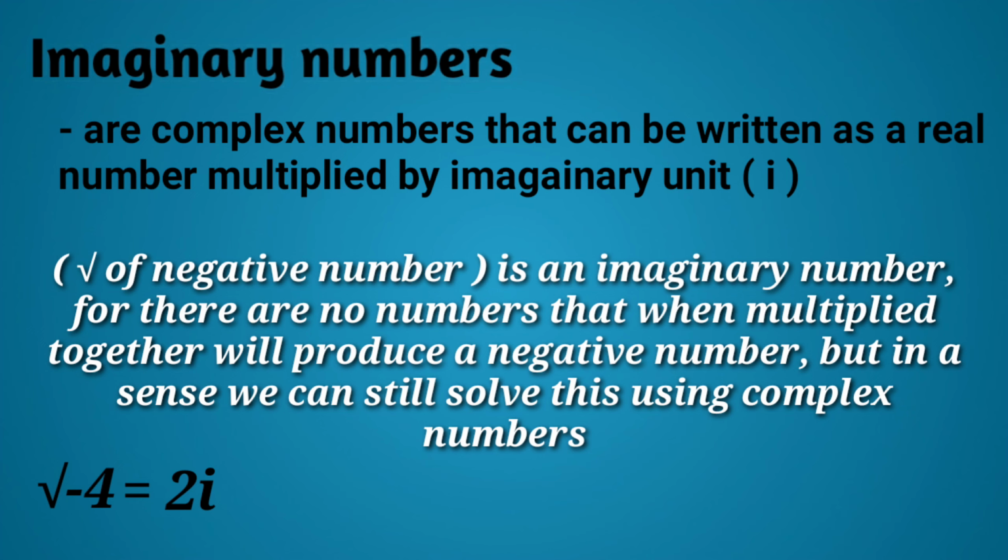Every time you see a number with i, it's an imaginary number. 5i is an imaginary number. 3i plus 4 is an imaginary number. Keep in mind that i is equal to the square root of negative 1.